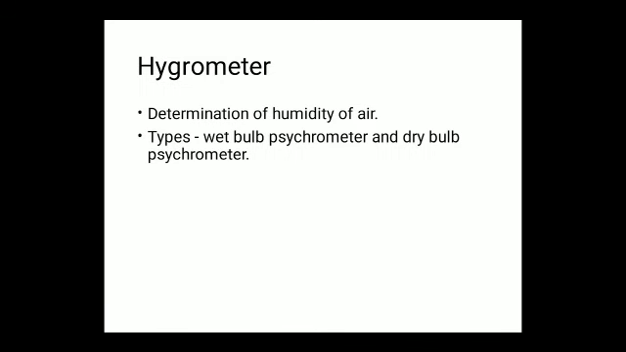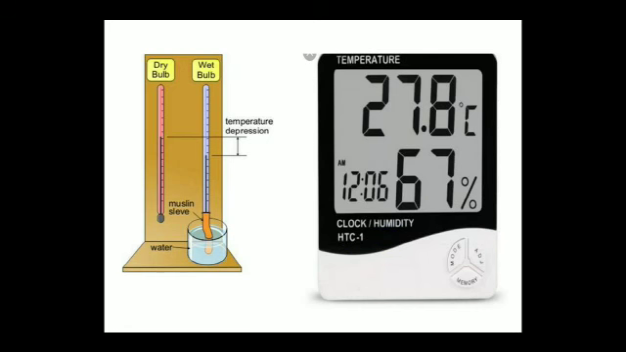Next one, hygrometer. A hygrometer is a device used for determining the humidity of the air. There are two types of hygrometers, or psychrometers, that can be used for determining the humidity of the air: the wet bulb psychrometer and the dry bulb psychrometer. The equipment used can be seen in the following diagram. It contains dry bulb and wet bulb hygrometers. The reading can be displayed on the following equipment, which shows temperature and percentage humidity.